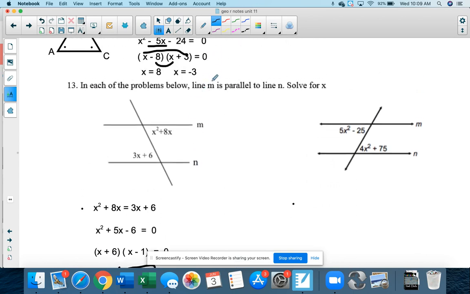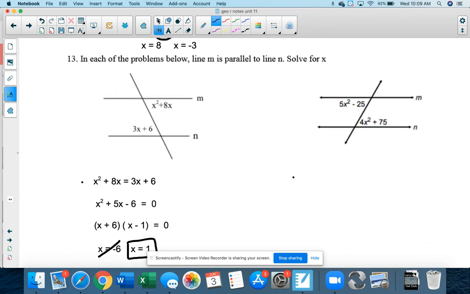All right, so if you want to try the second one on your own, if you haven't been trying any on your own, now's the time to do that, and then you can check your answer. They're also alternate interior angles, so you can pause the video, try it, and then restart it.